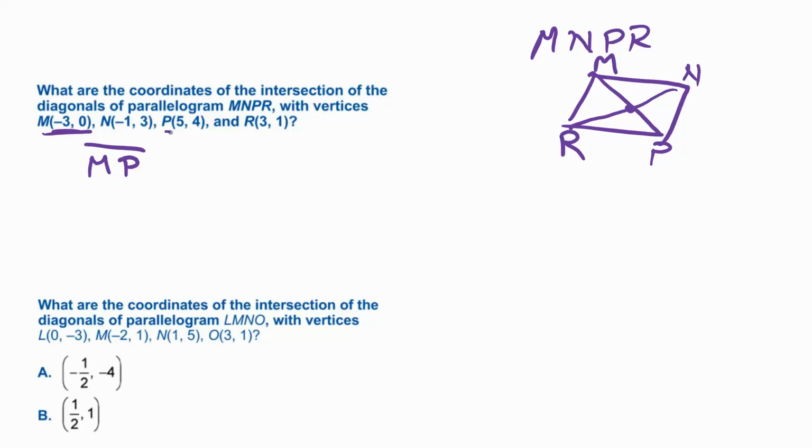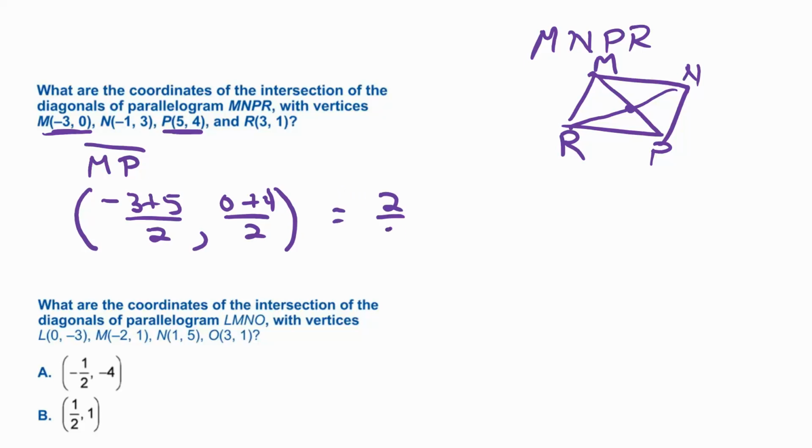So let's find the midpoint of MP. Using the midpoint formula, it'd be -3 plus 5, so the x's averaged, and 0 plus 4 for the y's. So the midpoint would be 2 over 2, 4 over 2, and our answer would be 1, 2. Again, we can find the midpoint of either MP or NR.